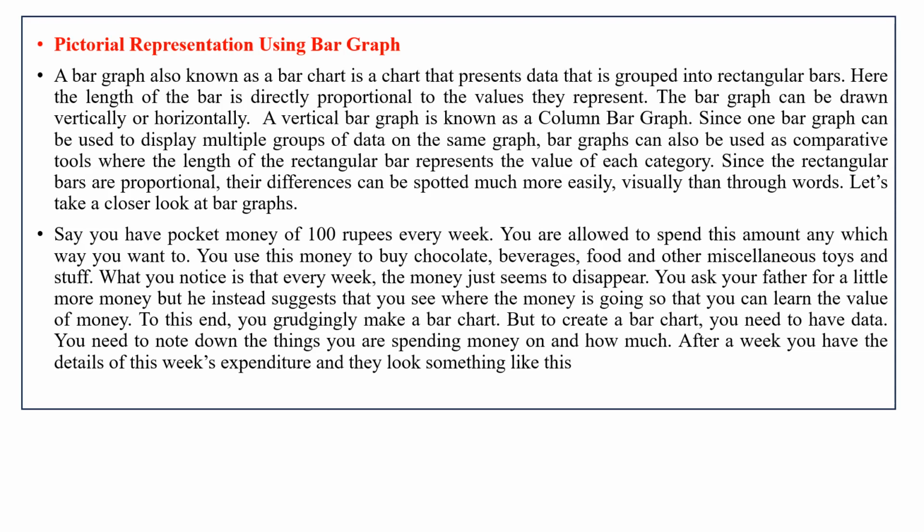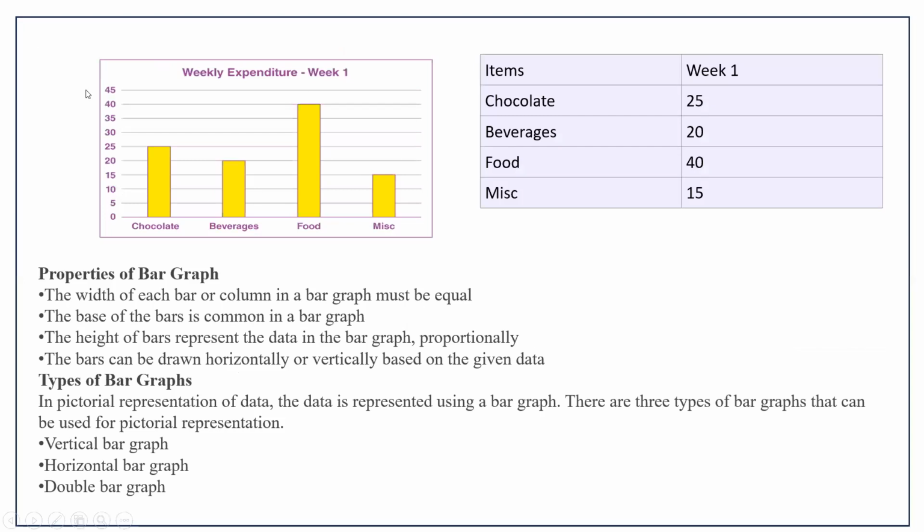you decide to make a bar chart of how much money you spend every day. If you do that, you will very easily be able to know where your money is going, and at the same time on which day you have spent a lot. So after a week you have the details of the week's expenditure, and they look something like this. This is the weekly expenditure. On chocolate, you have spent 25 rupees. Beverages, somewhere about 20. On food, 40, and on miscellaneous, it is 50.